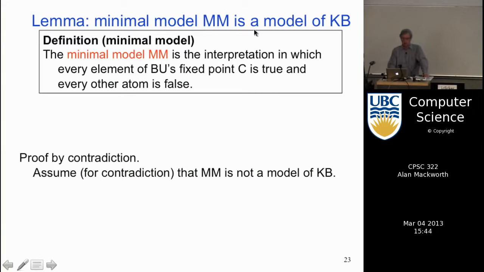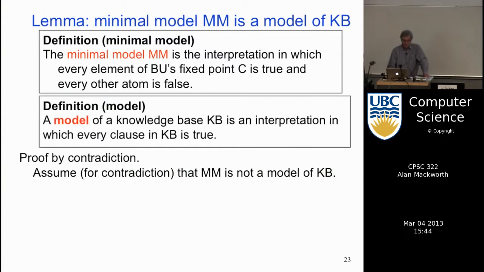Okay, so I want to prove that this is the statement of the theorem. A minimal model defined this way is a model. It's actually fairly easy. I mean, intuitively, what else could it be, right? But we have to prove it. Okay, remember what a model is? It's a knowledge-based interpretation in which every clause is true.